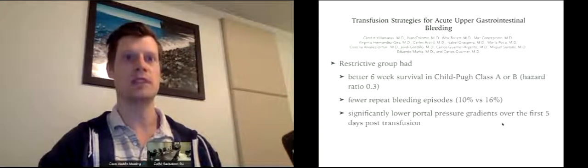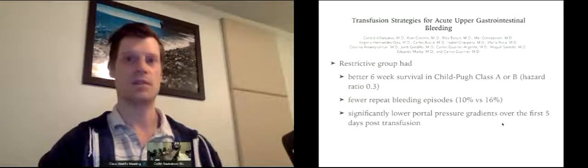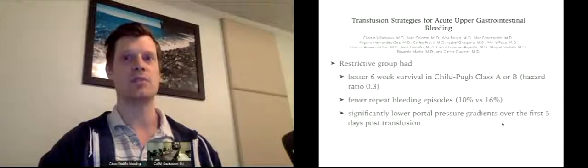The probability of survival was significantly higher in the subgroup of patients with cirrhosis and Child-Pugh class A or B disease. The hazard ratio there was 0.3, so a significant reduction in your 6-week mortality. They didn't see the same reduction in mortality in Child-Pugh class C disease. There was no difference in that group. Within the first 5 days, the portal pressure gradient increased significantly, though, in patients assigned to the liberal strategy group compared to those in the restrictive strategy group.